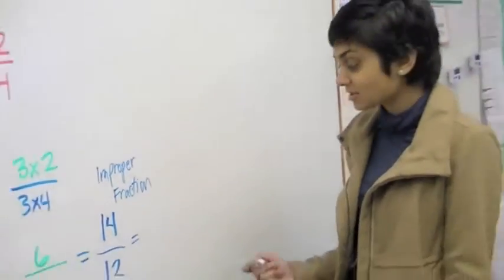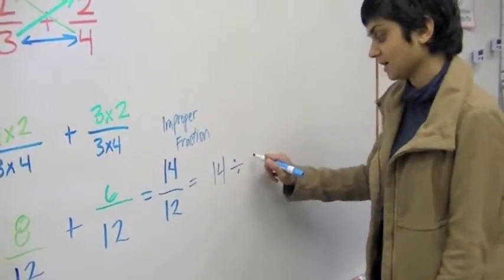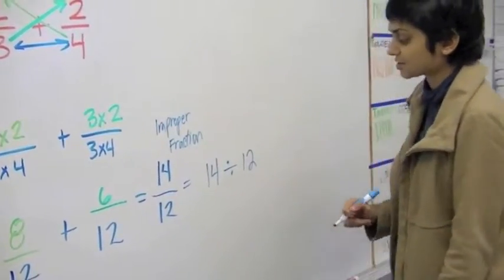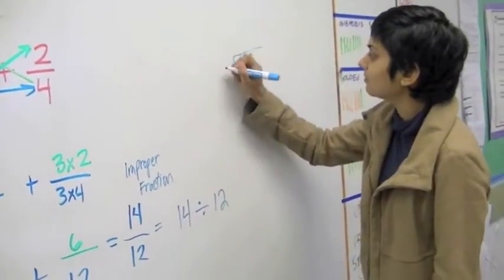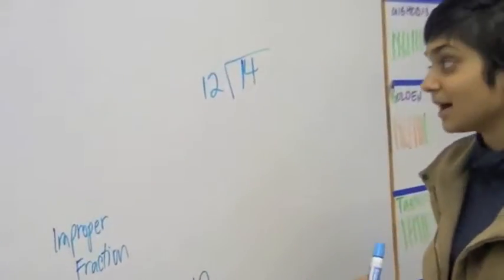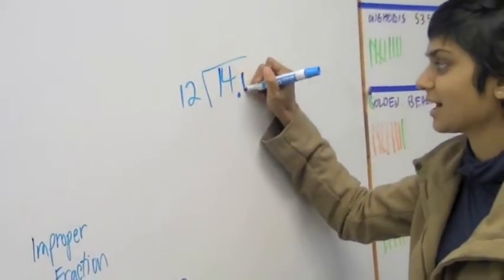So our number sentence is going to be a division sentence. We have 14 divided by 12. So to put this into a way we can actually solve it, top goes in, bottom goes out. Pause the video here to see which decimal you get and see if it matches what I get in the end.